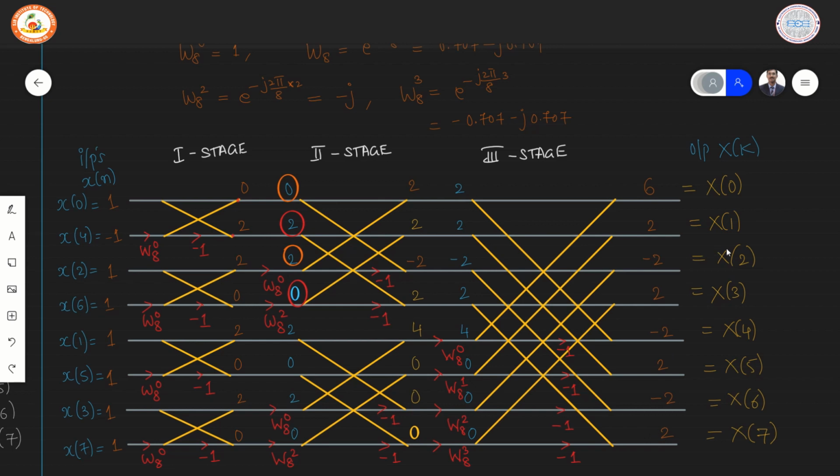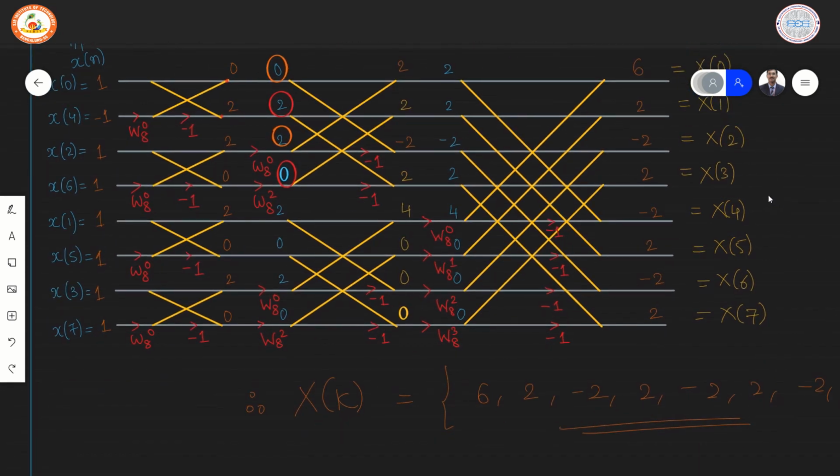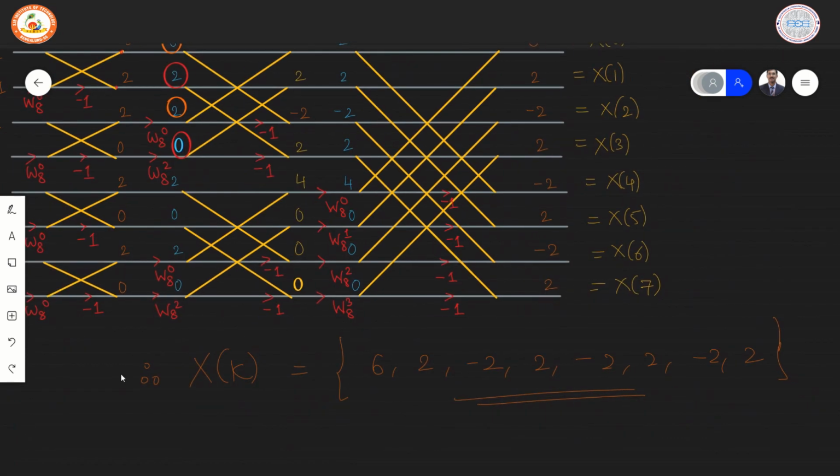Now, after getting the output of the third stage, we have to assign the outputs to the respective signal called x of k. Since the input was not in sequential order, it was in bit reversed order, the outputs here should be sequential. Therefore, it is very easy to note that the outputs are in the order 6, 2, minus 2, plus 2, minus 2, plus 2, minus 2, plus 2 respectively. Hence, finally, we can note down the result as follows. Therefore, the result of x of k is as shown.